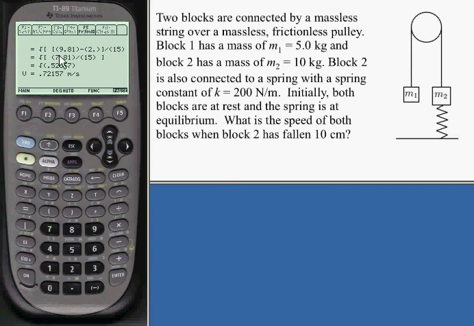Here's the square root of 9.81. That's what that comes up to as you do it, just like you would yourself if you were doing this. Here's the sum of the masses, etc., etc. Here's the answer, 0.72157 meters per second. Pretty neat, huh?